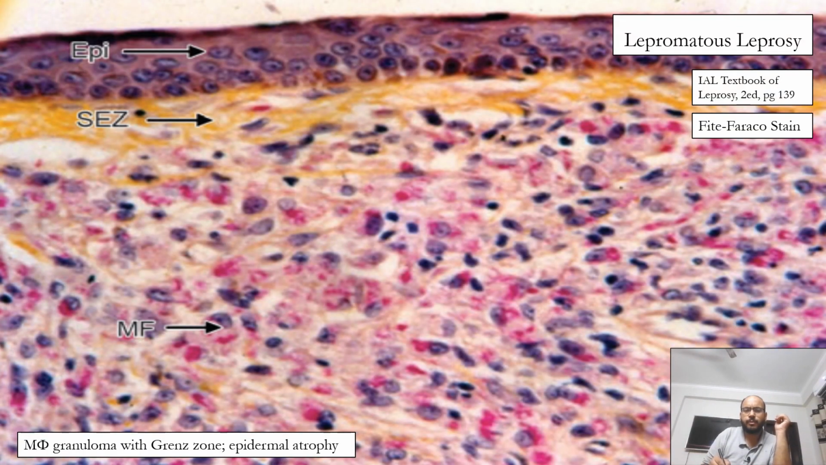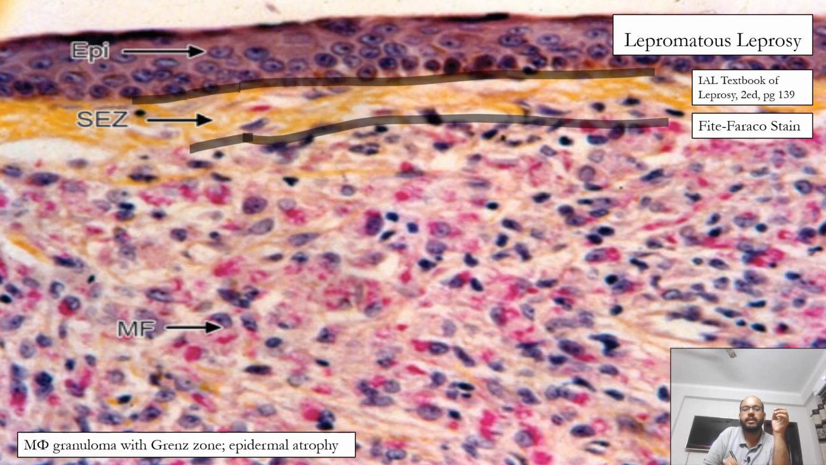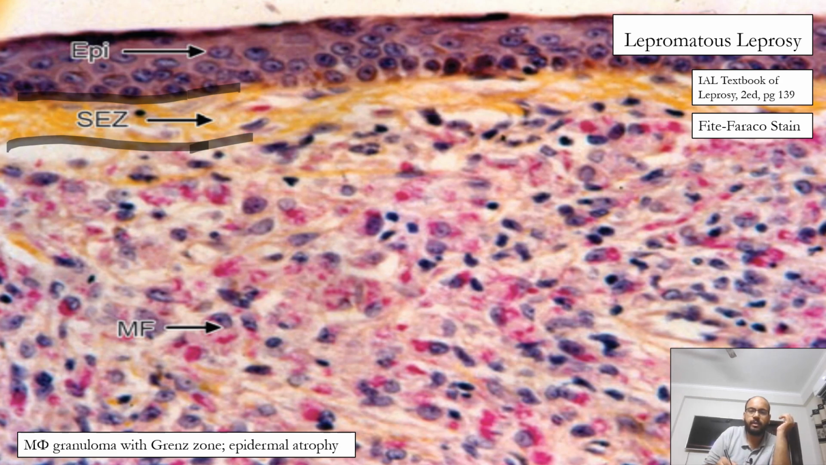Look at this lepromatous leprosy picture, which I've taken from the IL textbook, page 139. Can you see this subepidermal zone? This is nothing but the Grenz zone. This whole area where you don't see much infiltrate. You can see that the infiltrate is just not able to touch the epidermis, just below the epidermis. This is nothing but the Grenz zone. So we have seen the Grenz zone. Let's move forward.